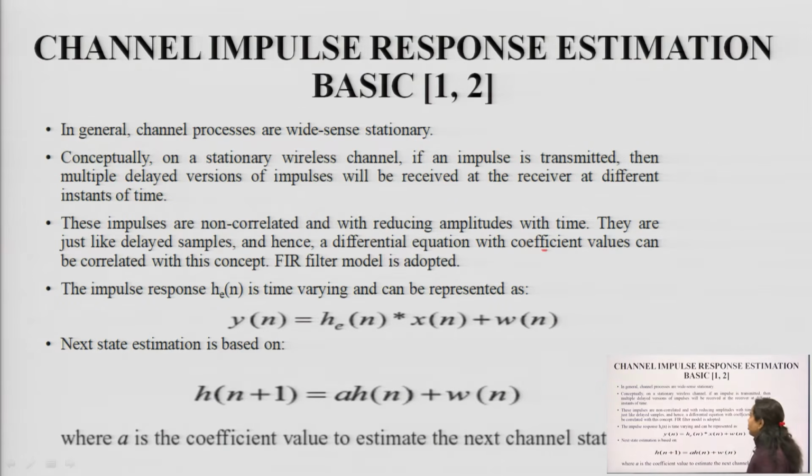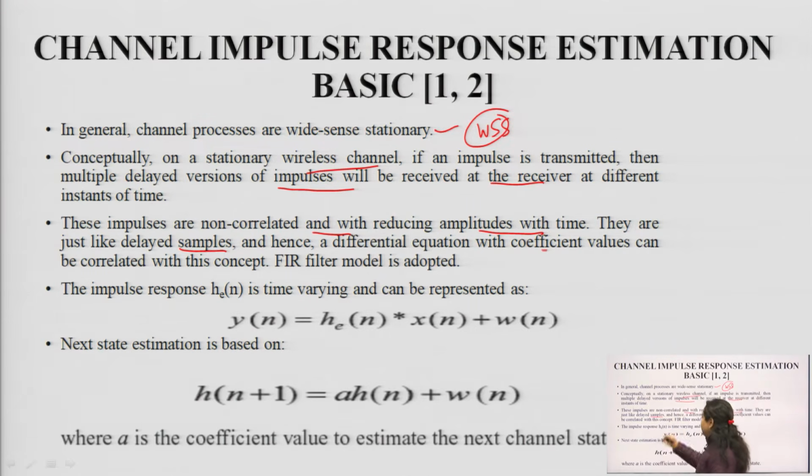Now, the basics of channel impulse response estimation. In general, channel processes are wide sense stationary, that is WSS. Conceptually, on a stationary wireless channel, if an impulse is transmitted, then multiple delayed versions of the impulse will be received at the receiver at different instants of time. In this case, these impulses are non-correlated to each other, meaning coherence does not exist between the different signals that are received. With reducing amplitudes over time, they are just delayed samples, and hence a differential equation with coefficient values can be correlated with this concept.